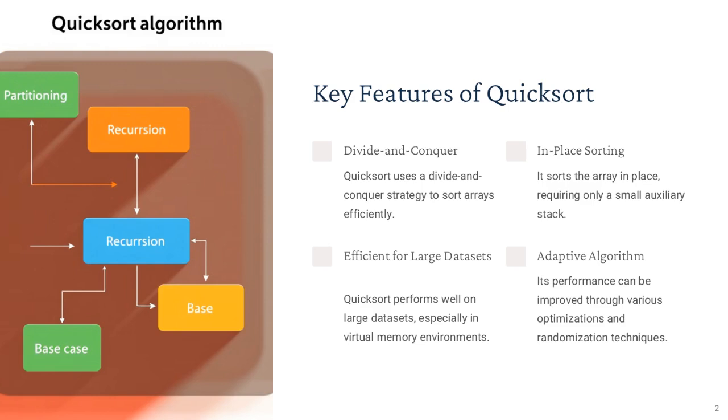Moreover, Quicksort thrives on large datasets, particularly in virtual memory environments where minimizing input-output operations is critical. Its adaptability is another hallmark. Various optimizations, such as randomized pivot selection and hybrid approaches using insertion sort for small subarrays, can significantly boost its performance. These features collectively make Quicksort an indispensable tool in both theoretical studies and practical applications.